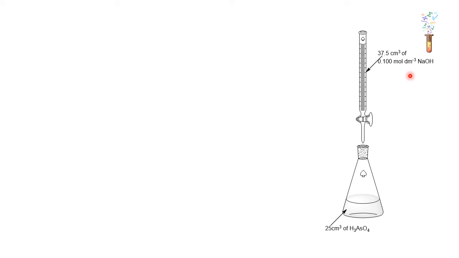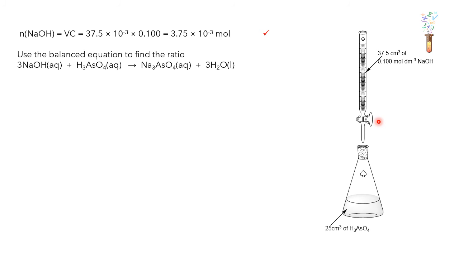Here's where I'm going to calculate moles to start off with, because I've got a volume and a concentration of sodium hydroxide. Then I'm going to use that balanced equation they gave me to find the ratio. If I've got 3 of these, I'll have 1 of those. So if I've got 3.75 times 10 to the minus 3 of these, I'm going to need to divide by 3. There we go, 1.25 times 10 to the minus 3, that's how many moles are in here.